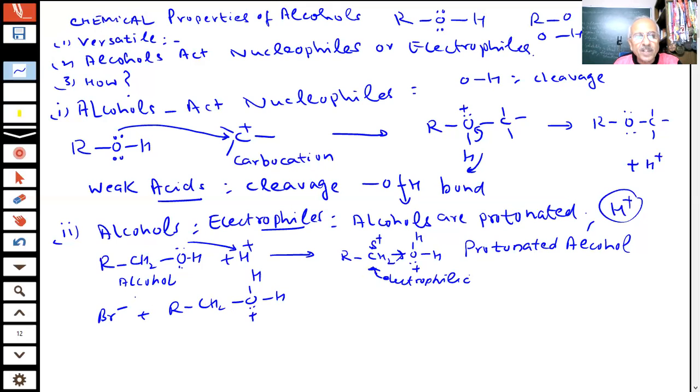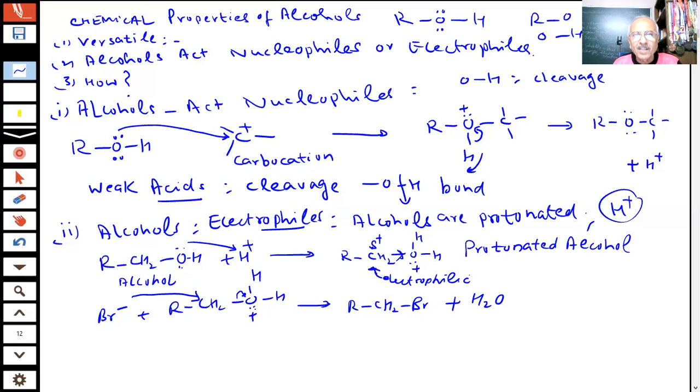This is becoming positive. The nucleophile will attack this carbon, and this oxygen is positive, in need of the electrons. It will take them from here. Water is a good leaving group, and will leave as H2O, and you get RCH2Br plus H2O. So now tell me which bond has been broken, students? Which bond has been broken?